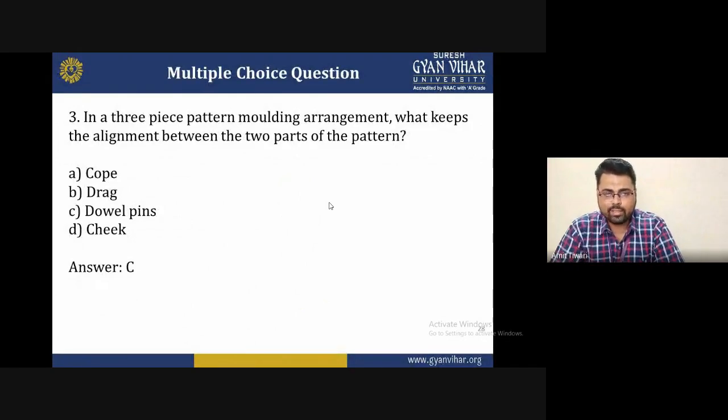Third one is: in a three-piece pattern molding arrangement, what keeps the alignment between the two parts of the pattern? The options are A, cap, B, drag, C, double pin, and D, chip. The correct answer of this question is C, that is, a double pin is used for the alignment between the two parts of the pattern.